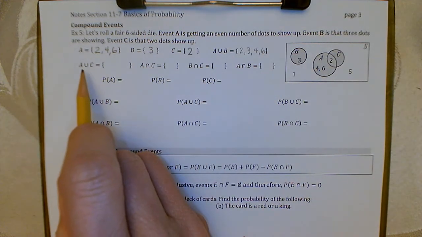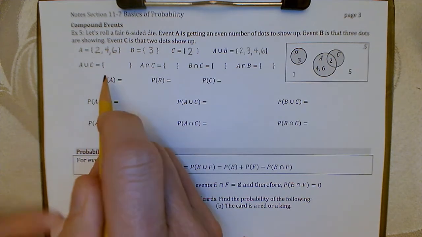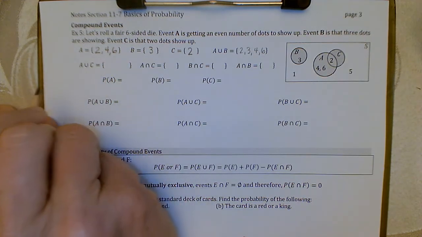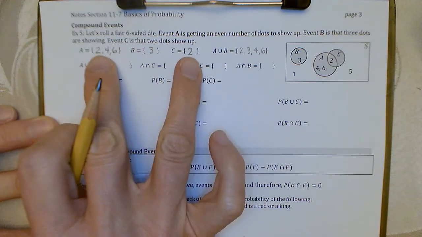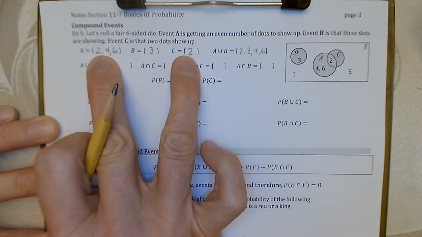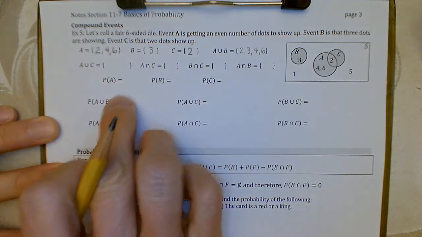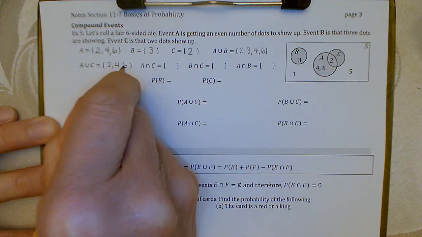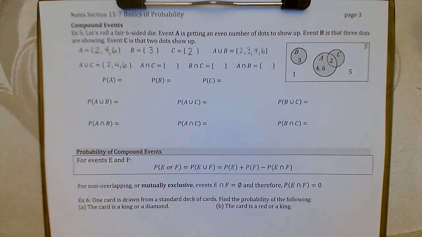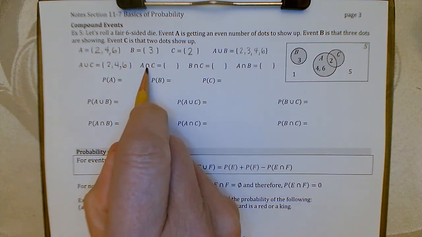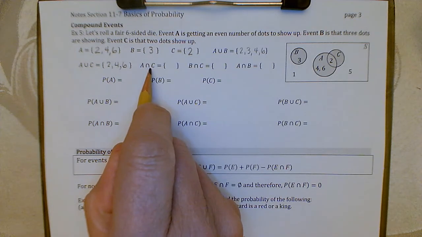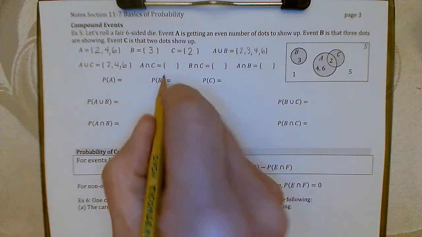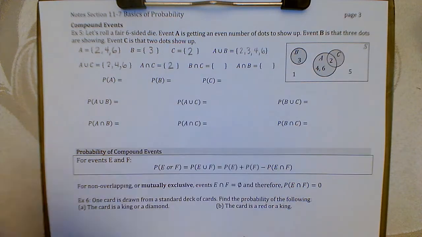All right, what about A union C? Well, C is wholly a subset of A, so we wouldn't write 2 twice. We would just write 2, 4, and 6. So it's in one or the other, or possibly in both. All right, intersection, that's what this is. This means what are the things that are in A and also in C? Well, there's only one, and that's 2.